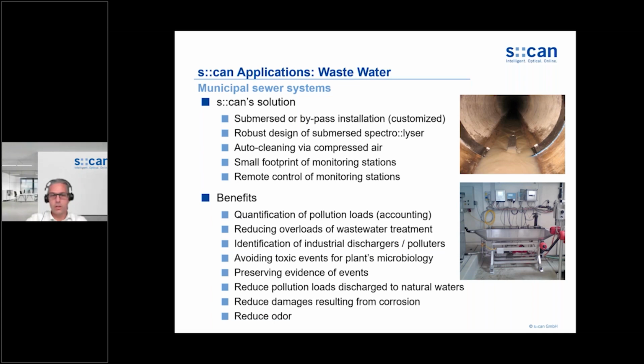What are the benefits for the customers? They quantify pollution loads. Sometimes this is even used for accounting. They reduce the overloads of wastewater treatment. They can identify industrial discharges and polluters. They can avoid toxic events reaching the plant's microbiology. They can preserve evidence of events by controlling autosamplers. They can reduce the pollution loads discharged to natural waters, reduce damage from corrosion, and reduce smelling.